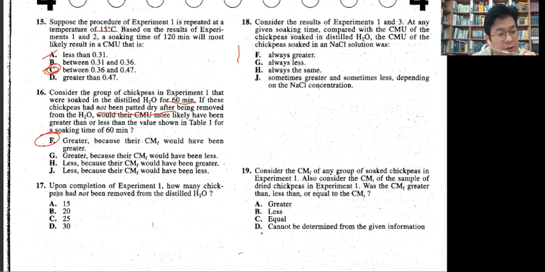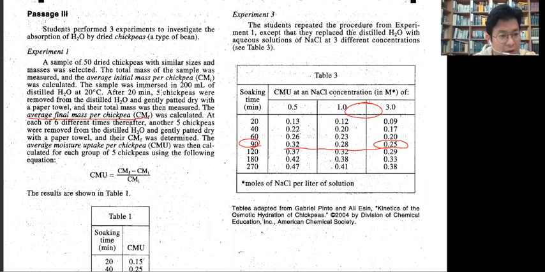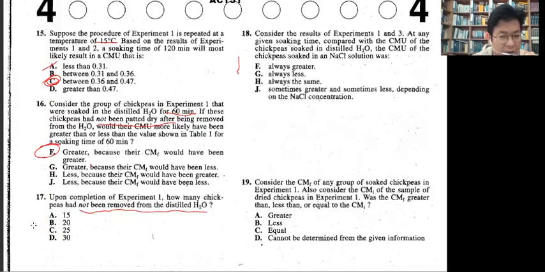And then upon completion of experiment 1, how many chickpeas had not been removed from the distilled water? Had not been removed. Experiment 1. Sample 50 dried chickpeas. Okay, 5 chickpeas removed. Another 5, 6 different times. Therefore, another 5 removed. So which means 5 and then 6 times 5, 30. So 35 removed altogether. So 15 left.